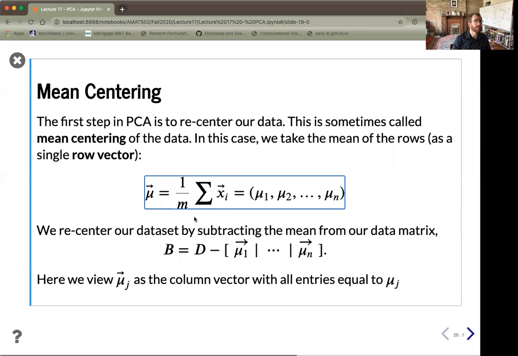That's what these are. And then I divide by m. And that's going to tell me the sample mean of my first feature, the sample mean of my second feature, all the way up to the sample mean of my nth feature.